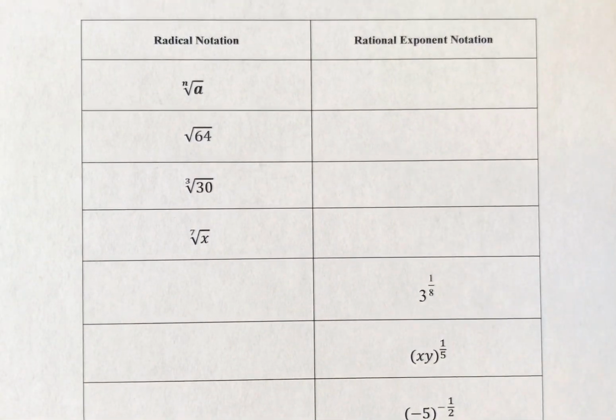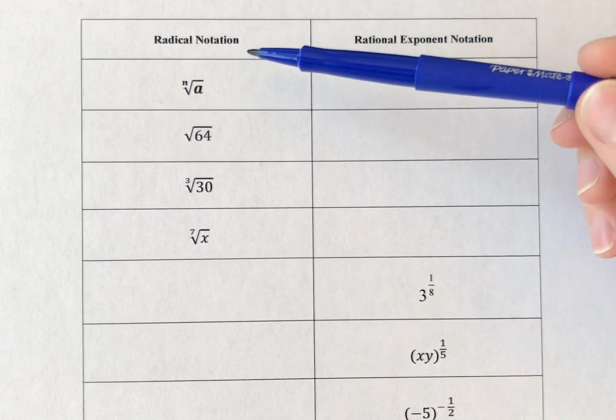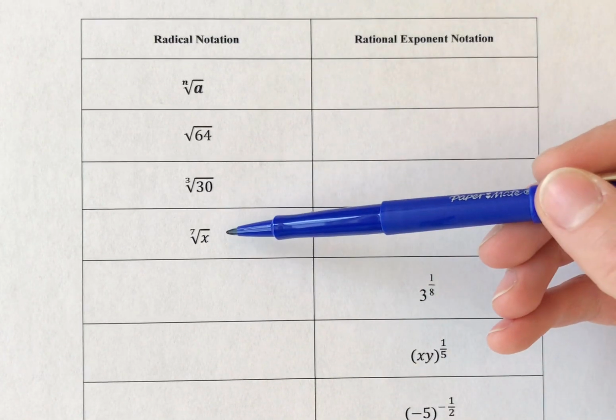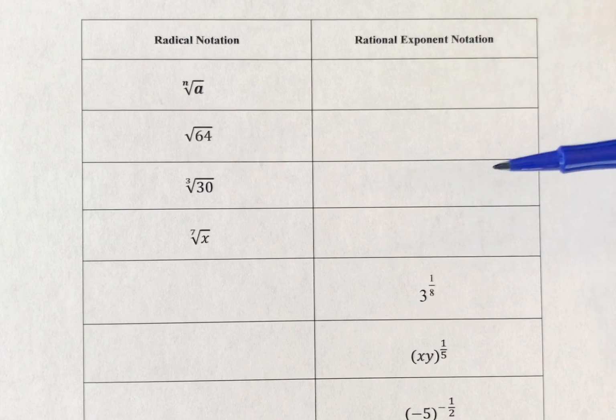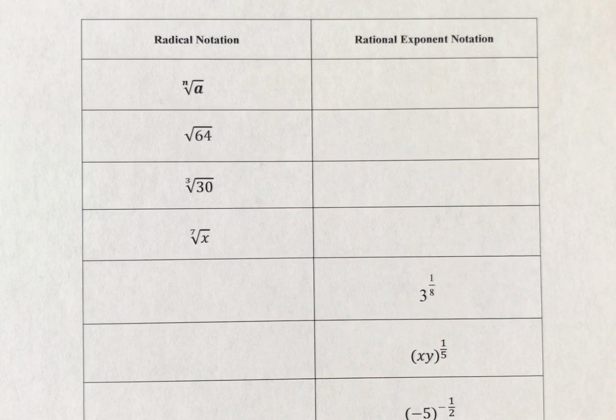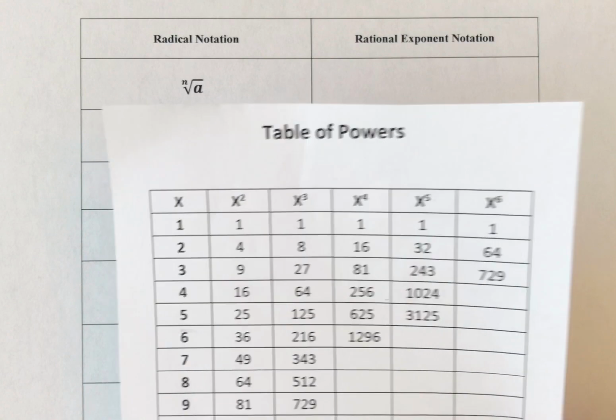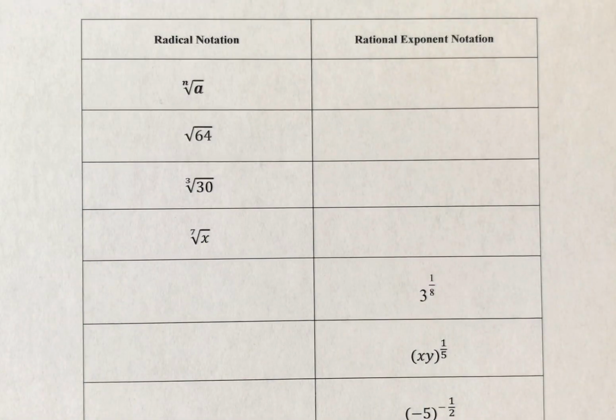In today's video, we are going to rewrite our radical notation in what's called rational exponent notation. So today is all about notation. We're going to be rewriting, going from one form to the other, and then we're also going to be evaluating in the rational exponent notation form. One thing that you definitely want out today is that powers table. Keep that out, and that's going to help us evaluate some of these expressions.